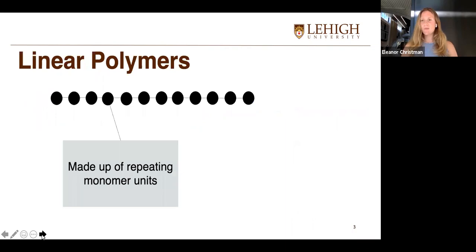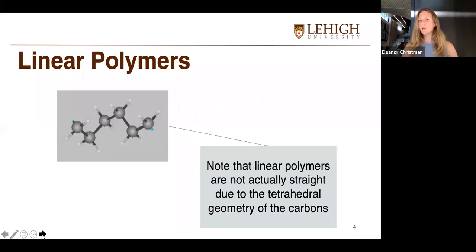And then we also have different types of polymers. There's linear polymers, which are made up of repeating monomer units. And note that linear polymers are not actually straight because there's tetrahedral geometry around the carbons. So I just thought that was an important thing to note.